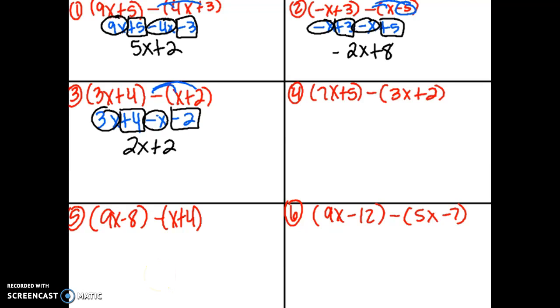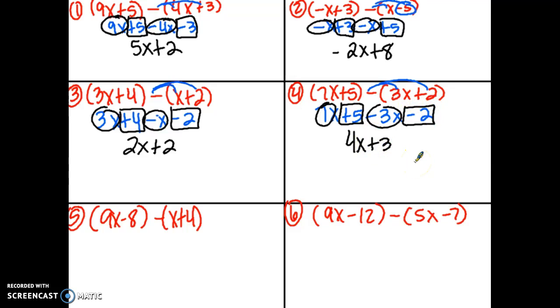I have 7x plus 5. The opposite of 3x is minus 3x. The opposite of adding 2 is subtracting 2. 7x minus 3x is 4x. 5 minus 2 is 3. 4x plus 3. On number 5, I have 9x minus 8.